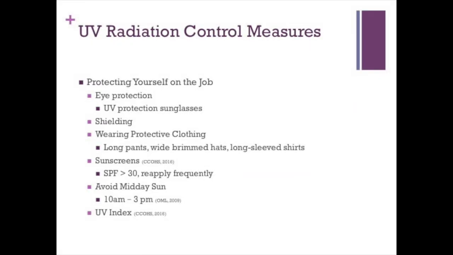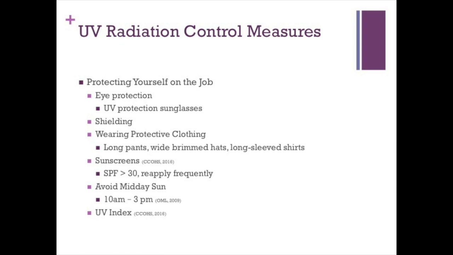It is important to protect yourself on the job to prevent acute and chronic effects of UV radiation. This can be done by wearing eye protection, specifically UV protection sunglasses, shielding yourself from the sun's rays by using shade or canopies, wearing protective clothing including long pants, wide-brimmed hats, and long-sleeve shirts. It is especially important for persons affected by baldness to remember to wear hats, as the skin on the head has little protection from the UV rays and can develop skin cancers easily.